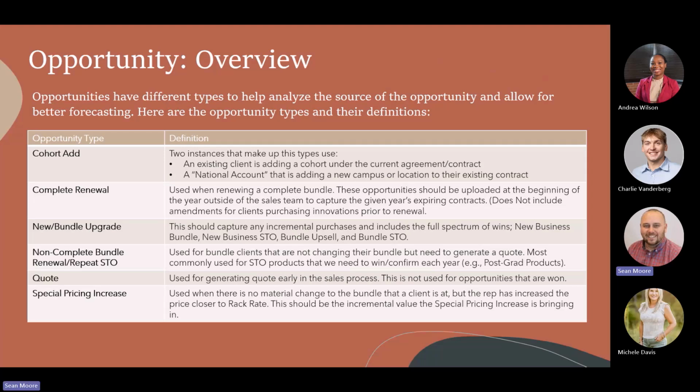And then the new bundle upgrade, so this should be captured any incremental purchases. This includes full spectrum wins, so new business bundles, new business STOs, bundle upsells, bundle STO upsells. Then we have non-complete bundles that are renewal or repeats. So these are basically renewals or upsells that are not the completes. This is commonly going to be STO products that we need to confirm each year. For an example, post-grad products would be this type.